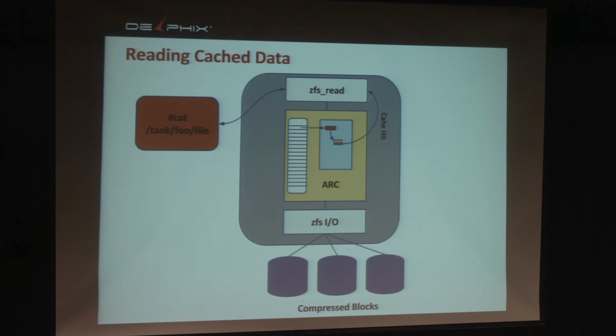If we're reading cached data, then again, we would look in the hash table. We would find that it already exists and simply return that data as a cache hit, again, to the consumer. And again, we're returning the uncompressed data.